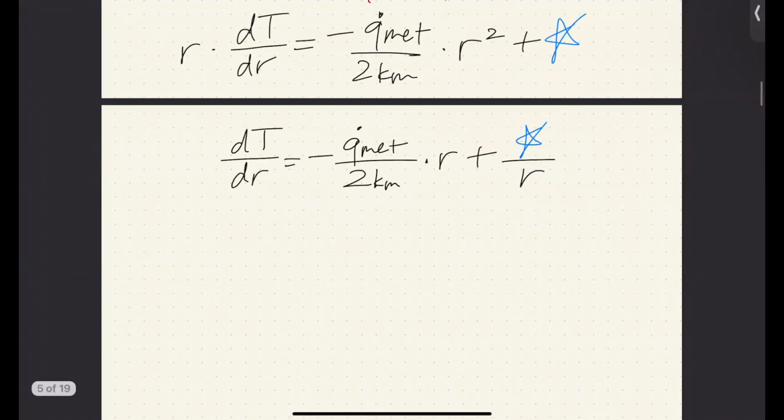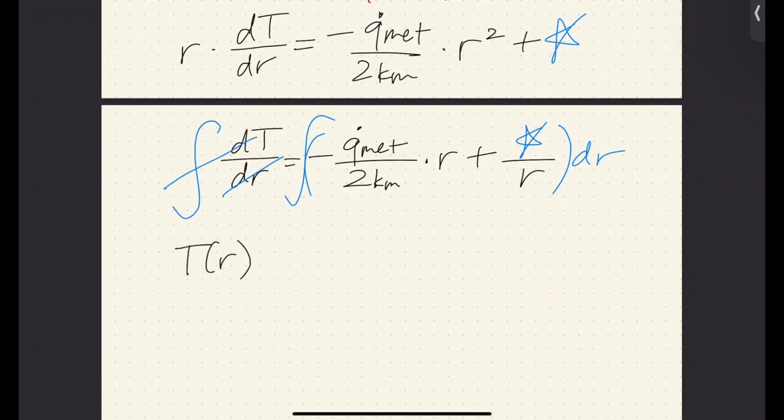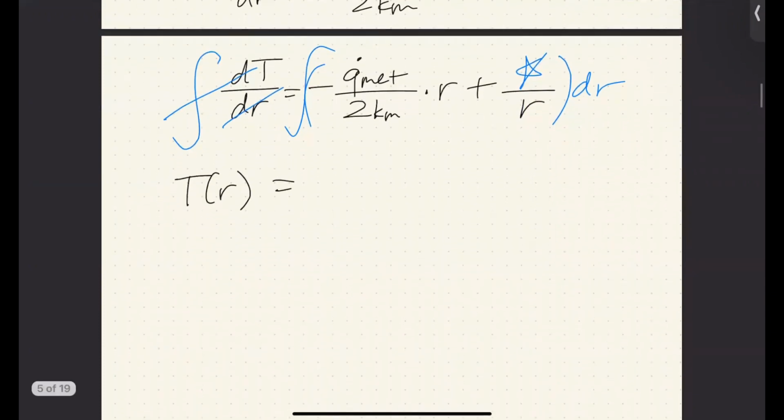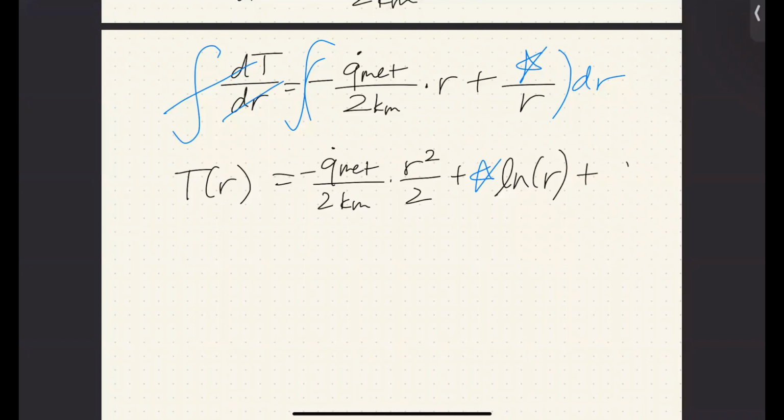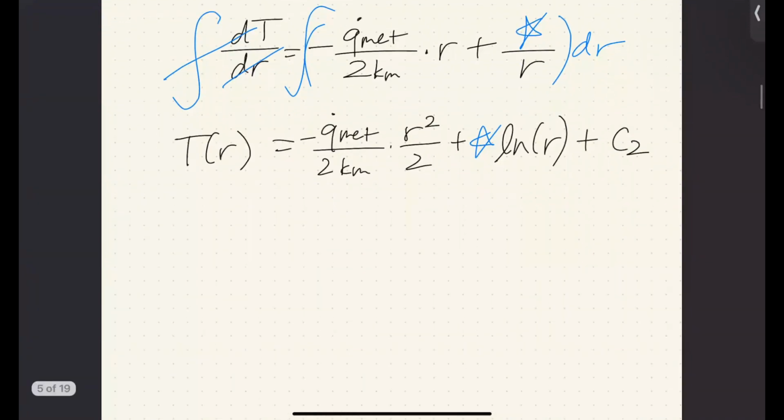That means when we take the integral of both sides and move the dR over here, we're going to get the integral with derivative once again. So we have the temperature profile. Yay, we got it. The temperature profile is T(R) equals negative Q_met over 2km times R squared over 2, plus star natural log R. See, again, all things we've done, plus C2, yet another constant.